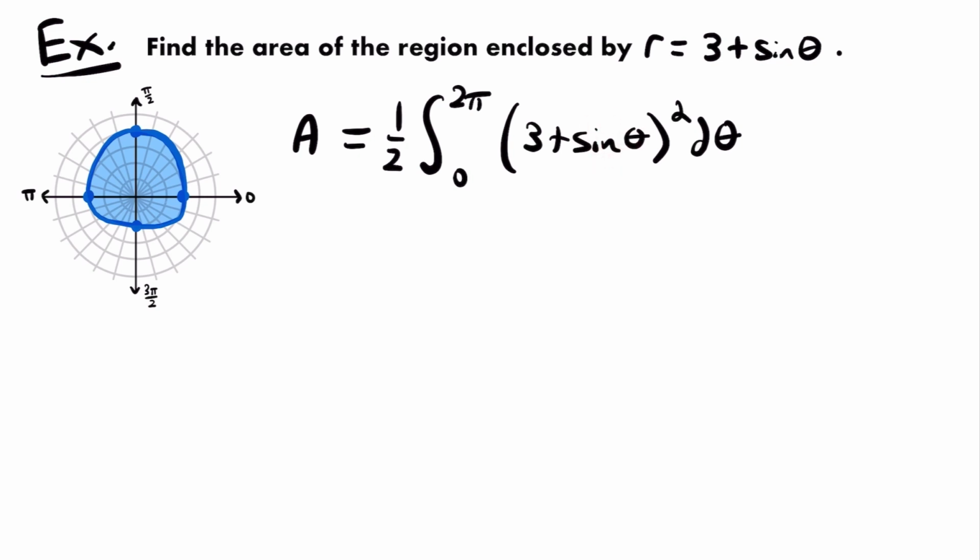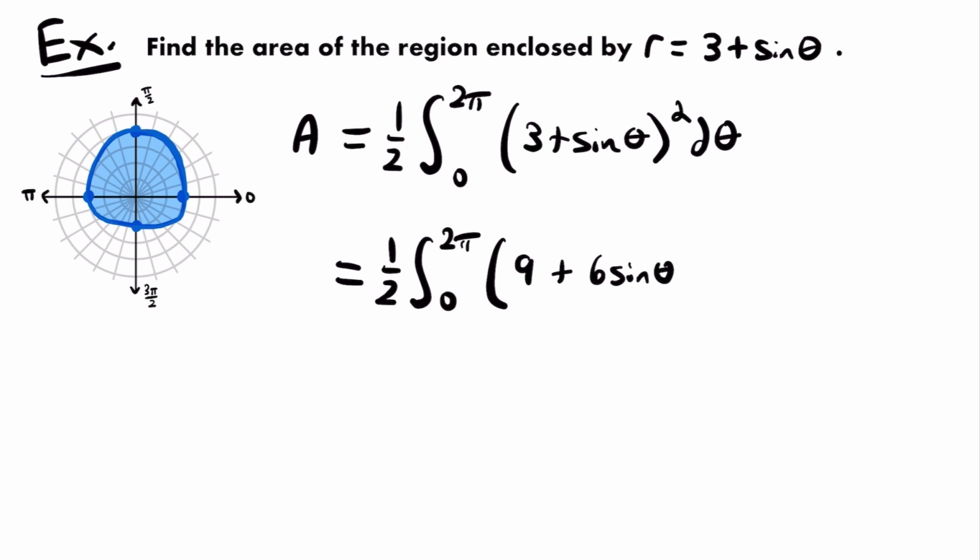So if we do that, what we'll have is that this is equal to 1/2 times the integral from 0 to 2 pi of 3 squared, right? The first term squared, 3 squared is 9, plus these two terms multiplied together and then multiplied by 2. So 3 times sine theta is 3 sine theta times 2 will be 6 sine theta. So I have 6 sine theta, and then we'll add that to the last term squared, and sine theta squared will be sine squared theta. So we'll have plus sine squared theta, and then d theta.